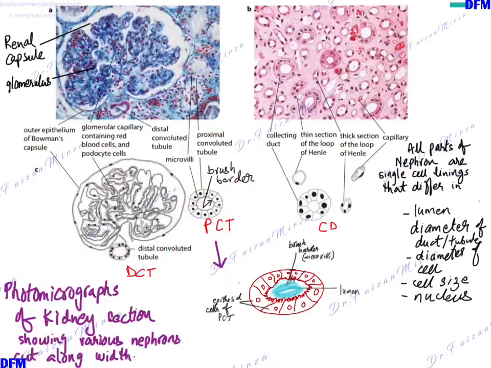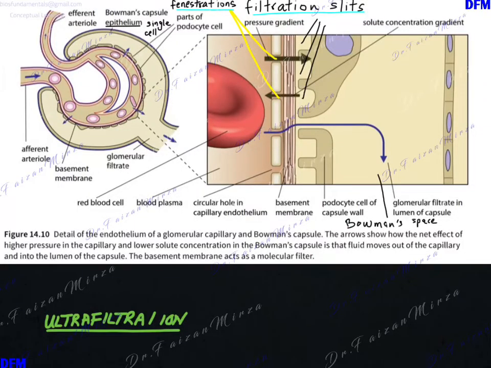So how does this process of filtration occur? If we take this diagram and try to analyze what's happening here, this is the first step of urine formation, ultrafiltration. This is the nephron part, Bowman's capsule. It's a cup-shaped structure, and this is a single cell lining. The Bowman's capsule has a single cell lining, and this layer is also a single cell lining. The space between the two is called the Bowman's space.